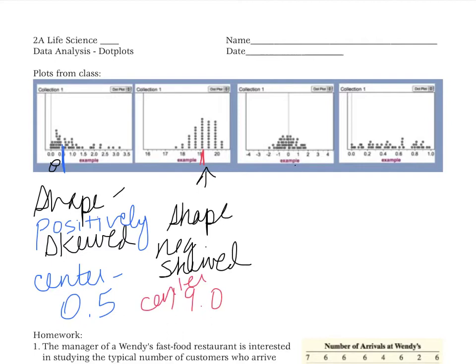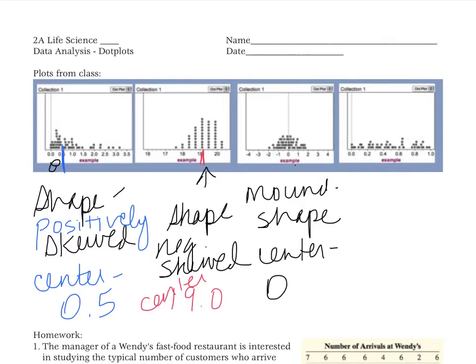Some words people have used in the past are piled up, heaped up, but the best word we're going to use, we're going to say that it's a mound shape. Okay, and the center is easy. Because this is symmetrical, the center is right at 0.